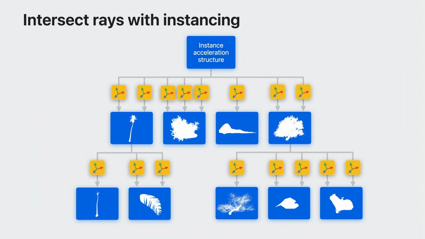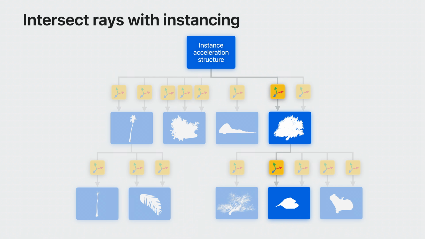When a ray intersects this scene, it doesn't just intersect a primitive, but also the instances that contain the primitive. If a ray intersects a leaf on this tree, it also intersects an instance of the tree and an instance of the leaf in the tree. Metal keeps track of this for you by recording the ID of each intersected instance. In this case, the first intersected instance is the tree with an ID of 6, and the second intersected instance is the leaf with an ID of 1.